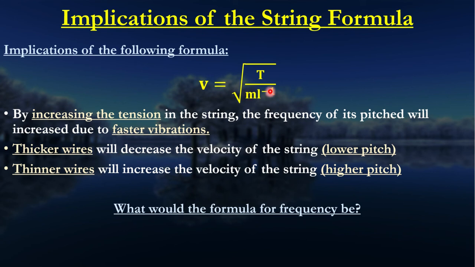If we have thicker wires, we can decrease the velocity. So if we have thicker wires, this will go down, so we get a lower pitch. If we make the wires thinner, we can also generate a higher pitch.